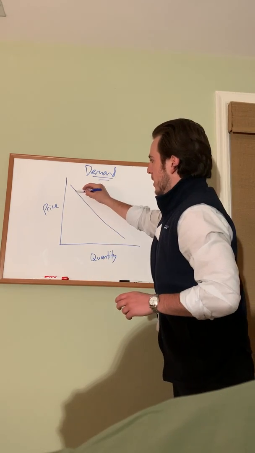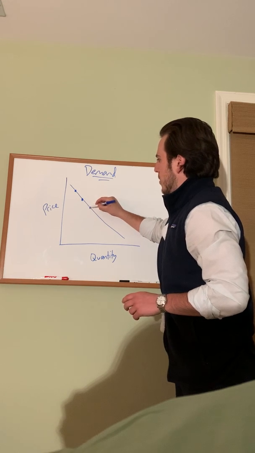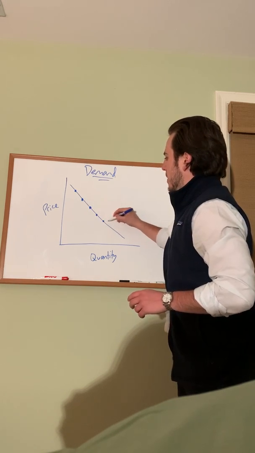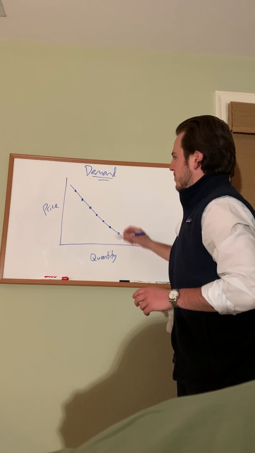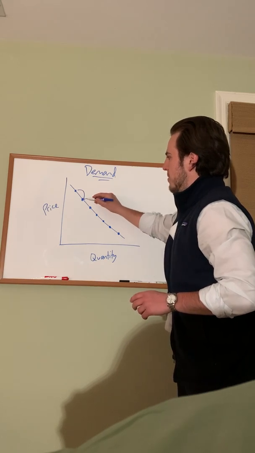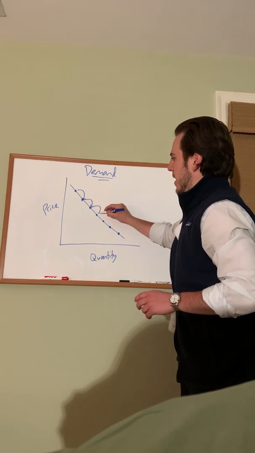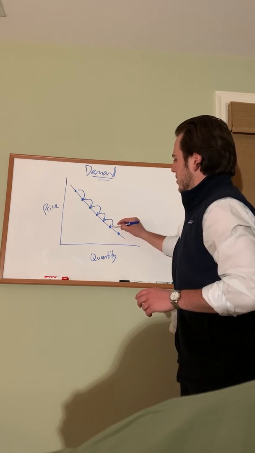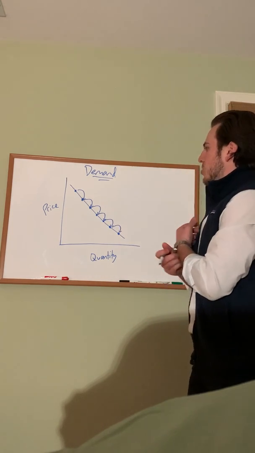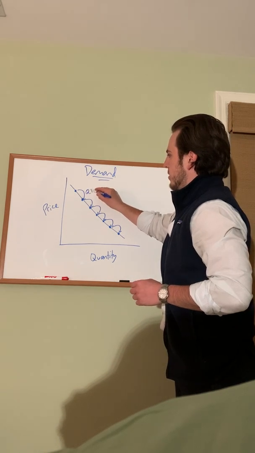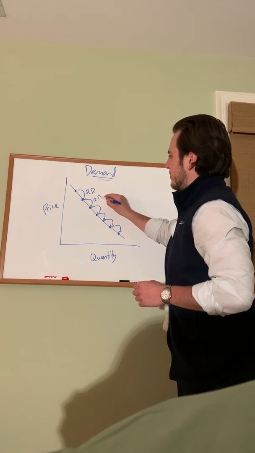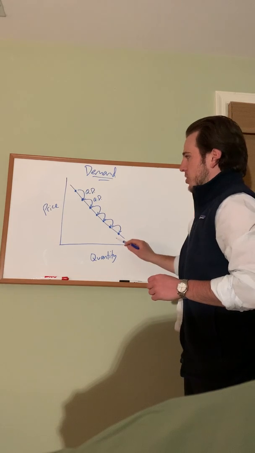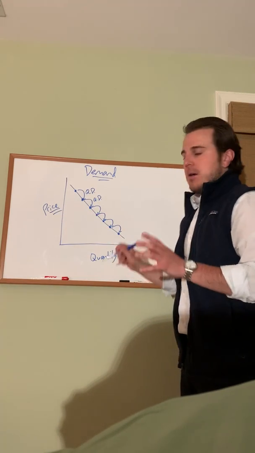Quantity demanded is when we move throughout the points on this same demand curve. Change in quantity demanded, change in quantity demanded, and so on. Okay? These are all changes in QD, quantity demanded. And what changed? Price. Okay?